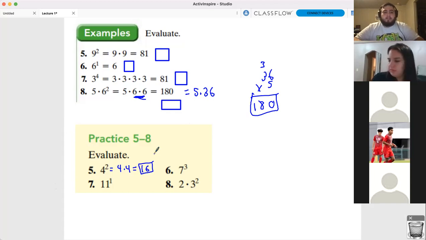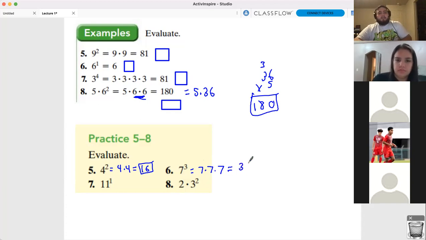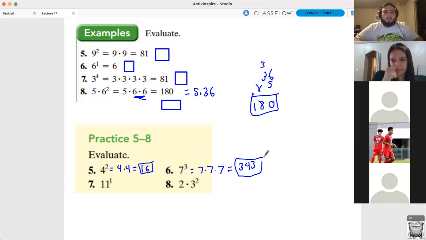Now, do I have a volunteer for number 6? How do we read number 6? 7 to the third power. Excellent. And when we expand it, what would it look like? 7 times 7 times 7. That's correct. And when you multiply that out, Carly, did you get the value? What'd you get? 343. Excellent. Does anyone agree or disagree with Carly? Agree. Excellent.